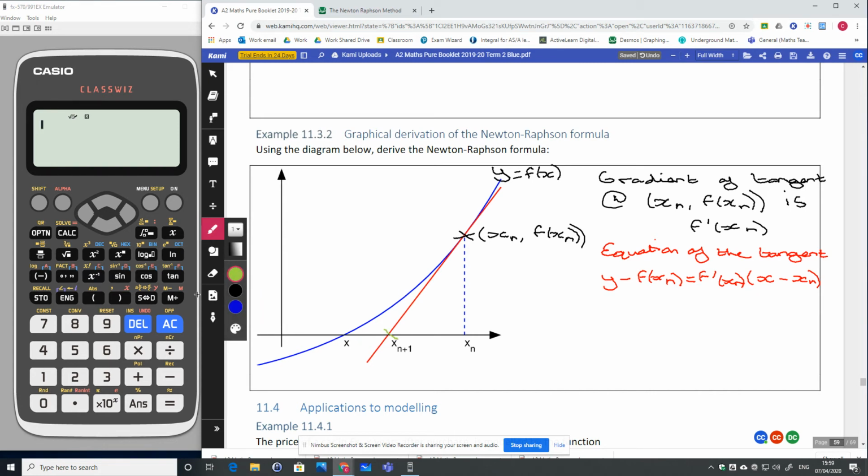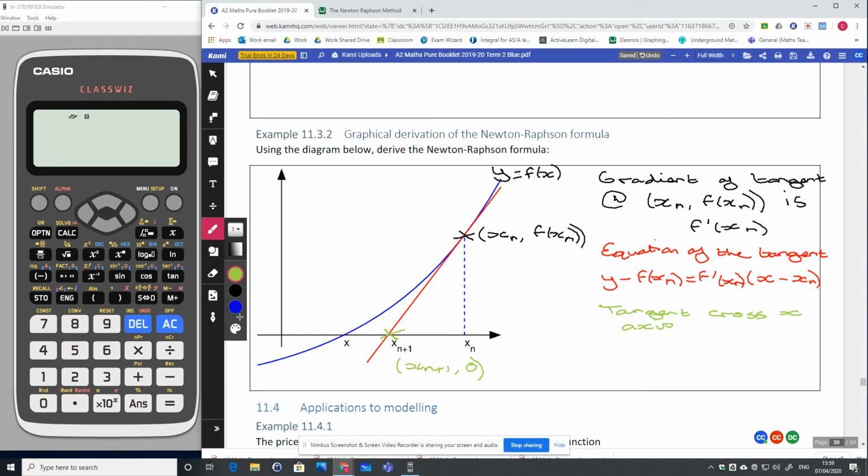Focusing on this point here, so we know that that has coordinate xn plus 1 and the y coordinate there is 0. So where does the tangent cross the x-axis? Which is the whole process. So you find a tangent, you find the x value where it crosses the x-axis, and then you repeat. So that's what Newton-Raphson's doing.